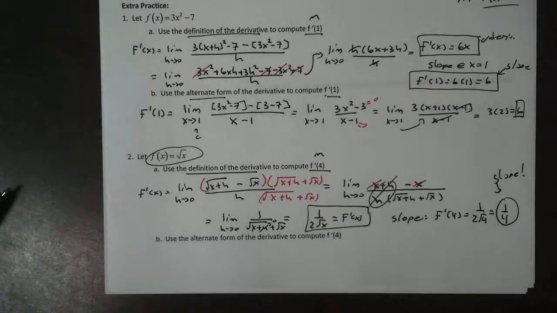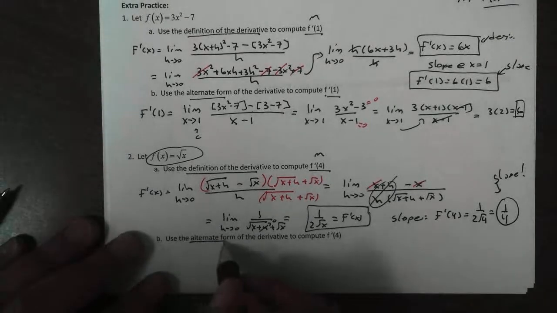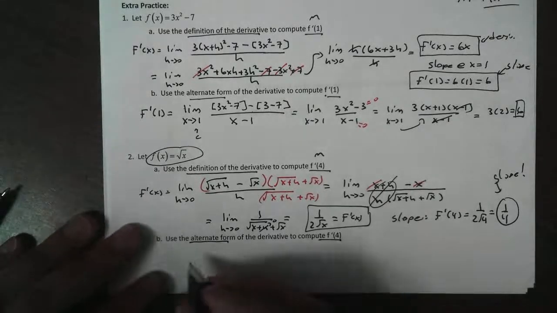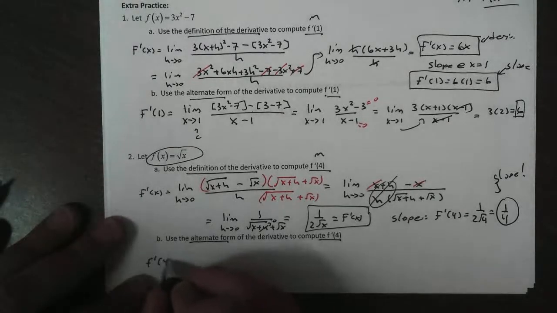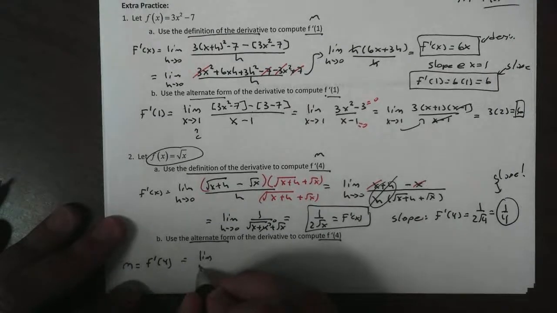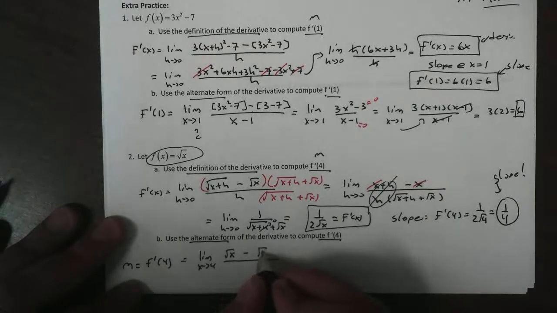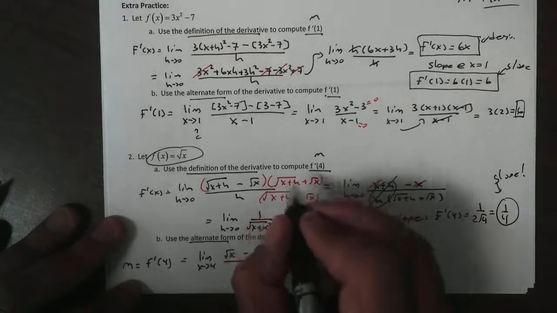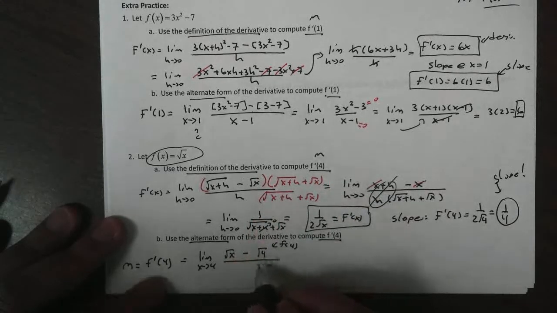So for part B, let's take a look. Use the alternate form of the derivative to compute f prime of 4. Let's just take a look at part B. Use the alternate form now. This is now saying f prime of 4. Remember, this is actually my slope itself. And this says take the limit as x approaches 4, f of x, which is the square root of x, minus the square root of 4, right? Because remember, there's f of c right there, over x minus 4.